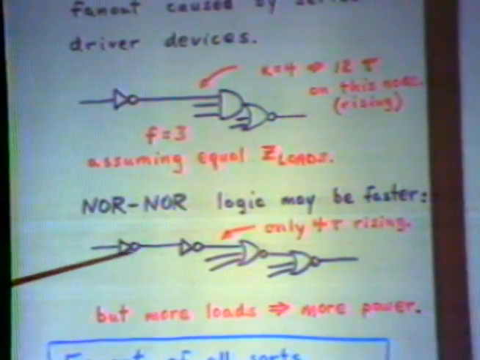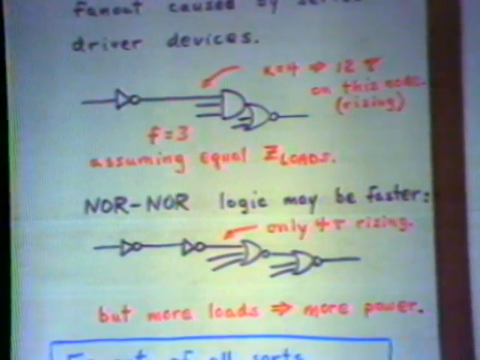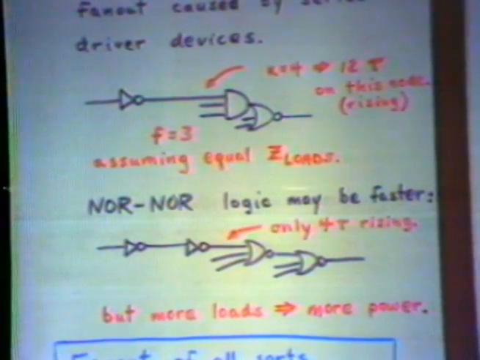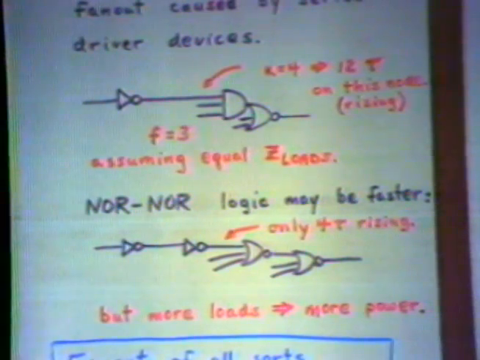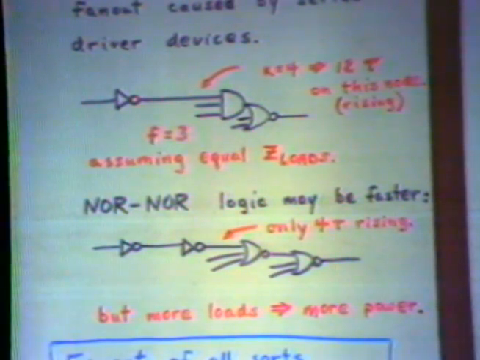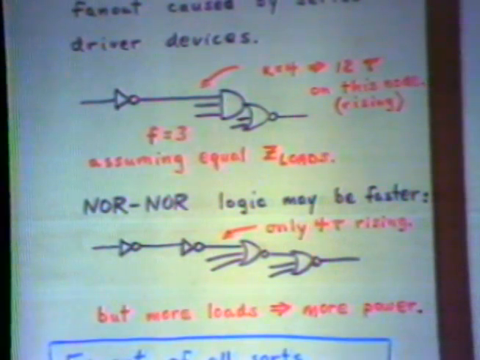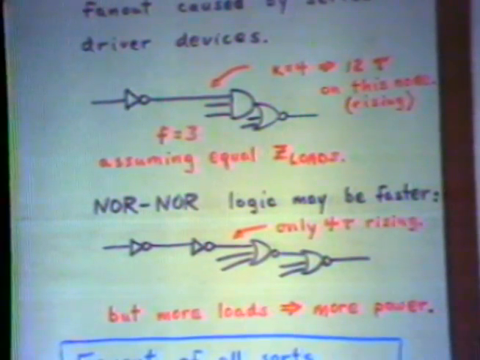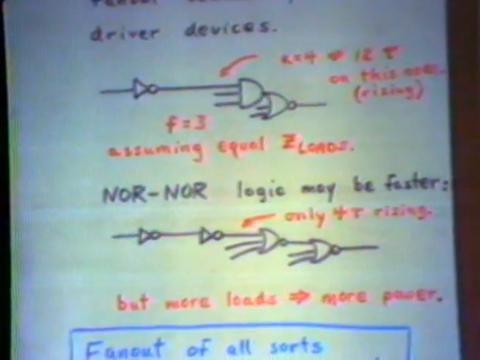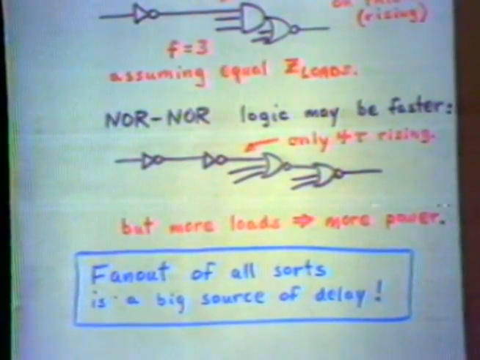Assuming this was fixed, I'll add this to make it a fair comparison. Now that node going into the NOR gate has only a rise time of about 4 tau. And in fact, the speed through that, even though there's more layers of logic, is probably faster than the AND-OR-invert gate. Of course, the penalty is that there are more load devices in there, more area, and more power consumption. So you can see there's a definite trade-off there.